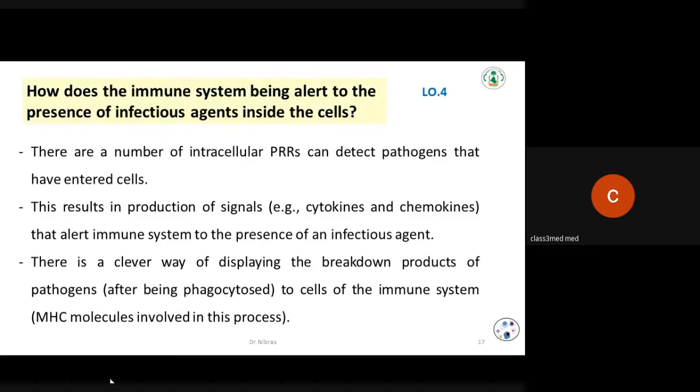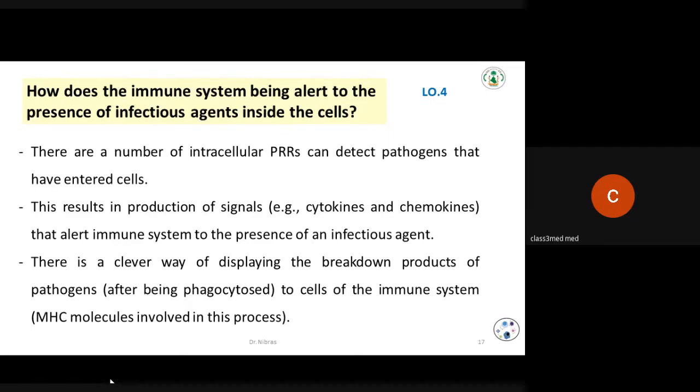Okay? There is a clever way to display the breakdown peptide outside the cell. Let me explain it in more detail. When a phagocytic cell ingests the pathogen, it will digest it into small peptides. This small peptide will be bound with MHC class 2, for example. If the pathogen is bacteria, it will bind with MHC class 2, major histocompatibility complex, and show it on the surface of the phagocytic cell, or antigen presenting cell as we call it, because it presents the antigen to the immune cells.